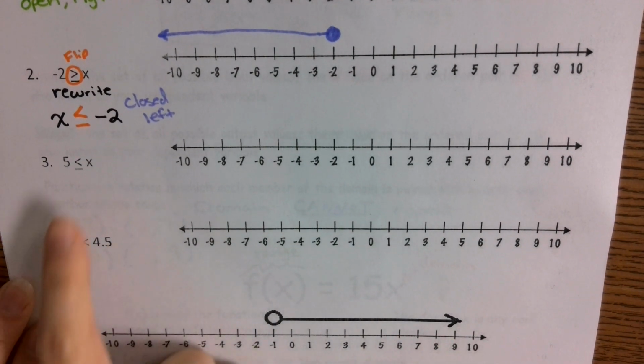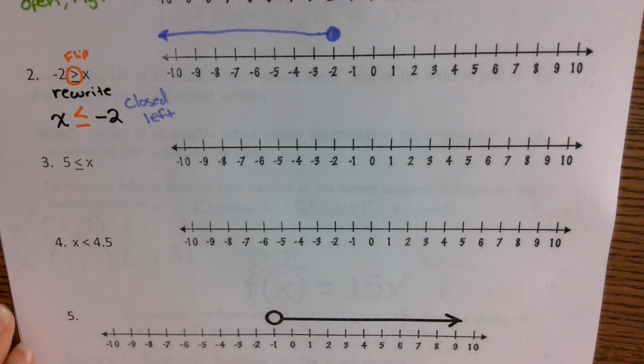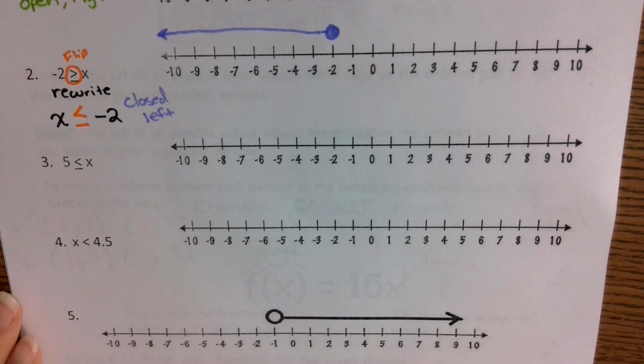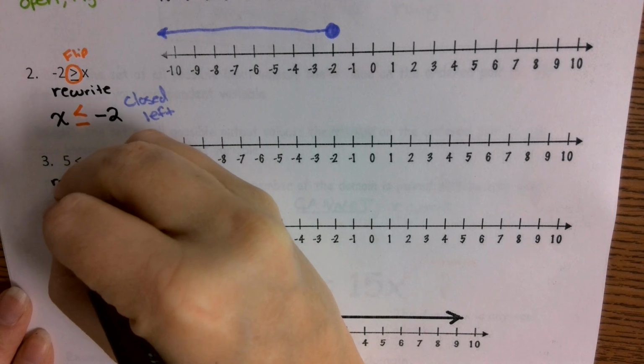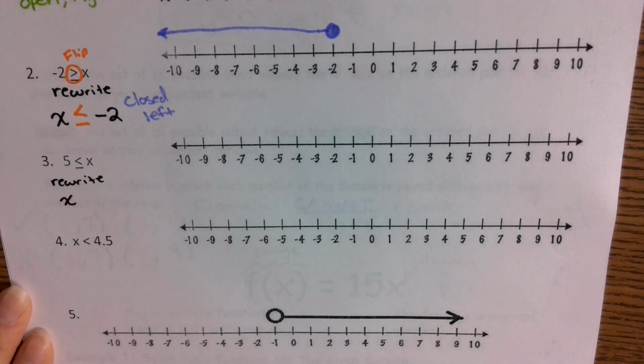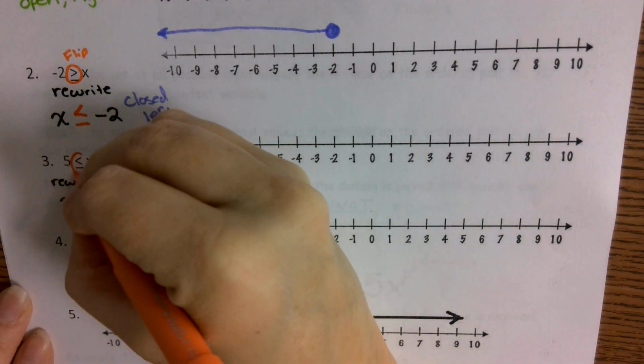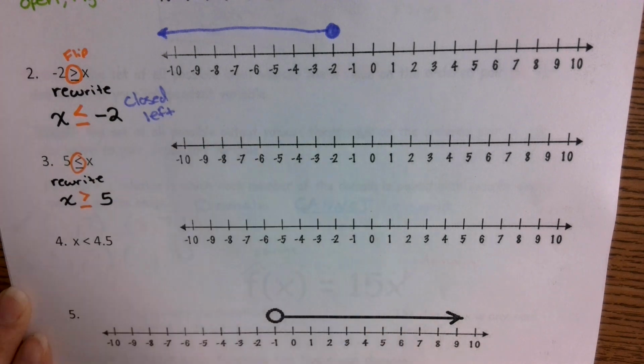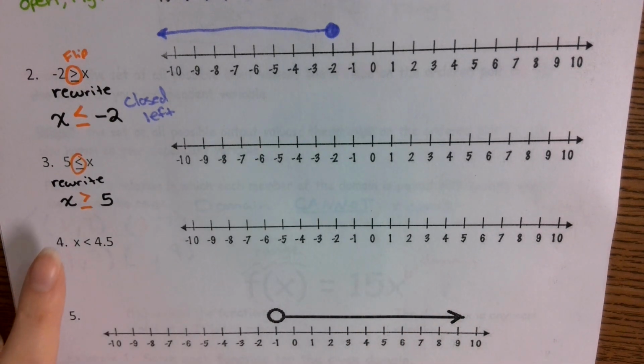Okay, number 3, first thing I need to do is what? Brian? Rewrite. We need to go ahead and do a quick rewrite. We're going to put the x on the left side. We're going to put the 5 on the right side. And then our inequality symbol is going to flip and become greater than or equal to. Is that going to be an open or closed circle? Closed. It's going to be a closed circle. Is it going to go to the left or to the right? To the right.